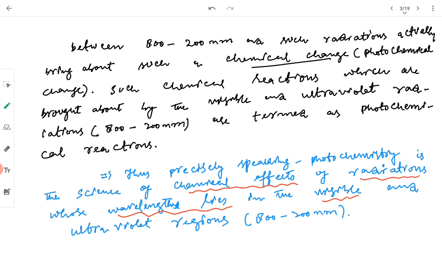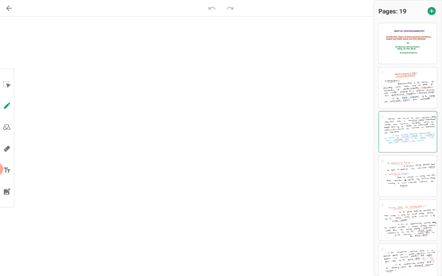So if it is done by a thermal process, then it's known as a thermally induced reaction. If the activation energy is provided in the form of thermal energy, the reaction will be known as thermally induced. And if it is provided in the form of light, then the reaction will be known as photochemically induced. So precisely speaking, photochemistry is the science of chemical effects of radiation whose wavelengths lie in the visible and ultraviolet regions, meaning the 200 to 800 nanometer region.